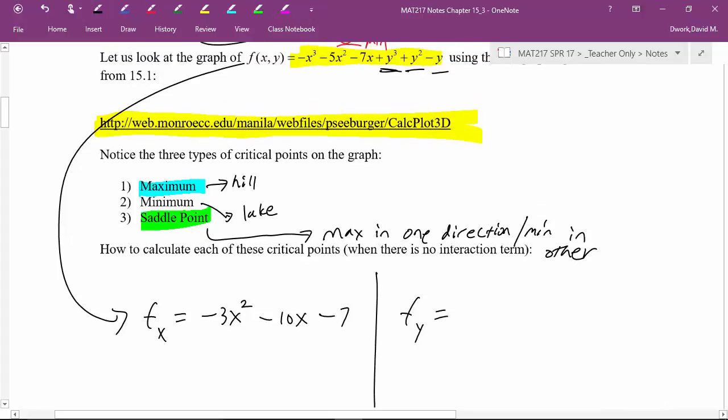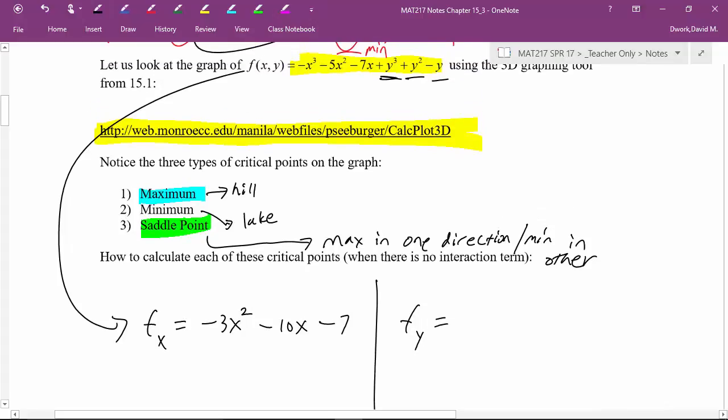Now we're going to do our derivative in the y direction. So we're going to do the derivative with respect to y. Very similar derivative. That's going to give us 0, 0, 0, 3y squared plus 2y minus 1.